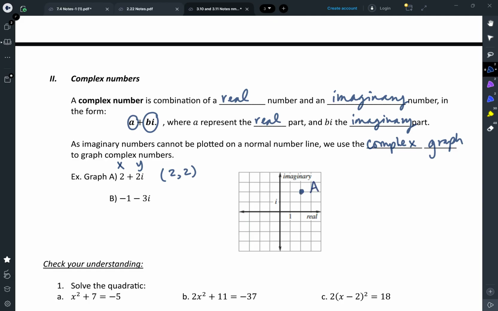On the next one, same idea. x is going to be negative 1. y will be negative 3. So negative 1 comma negative 3. That's going to be down here. So we're going to label that one B.